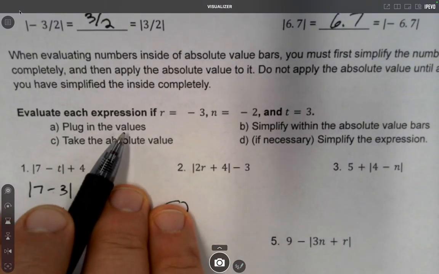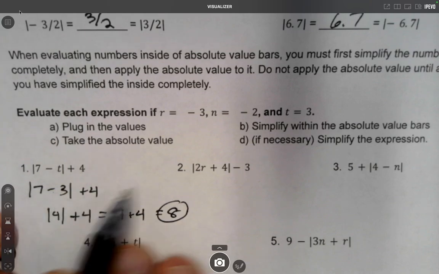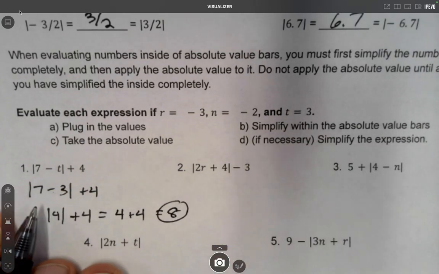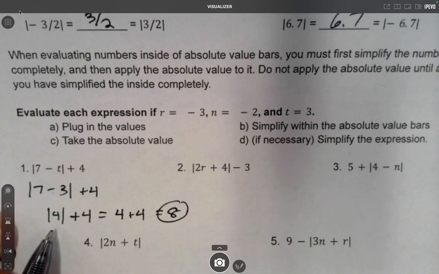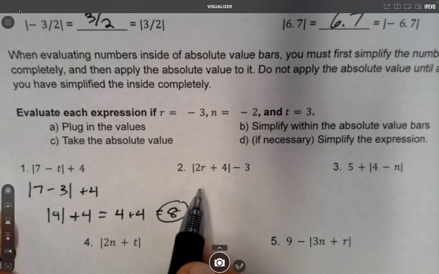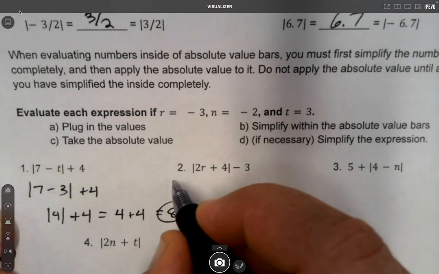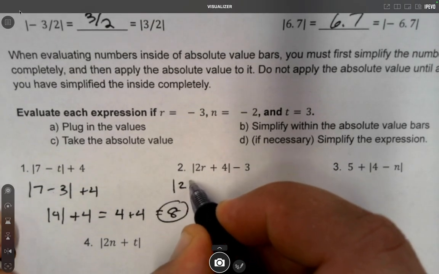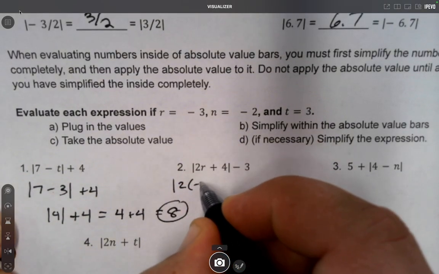So we plugged in the value. We plugged in 3. We simplified within: 7 minus 3 is 4. We took the absolute value of that, which is +4. Then we simplified the expression, meaning we added 4 and 4 together. So we'll do the same steps for number 2. We'll first plug in the value. r is -3.